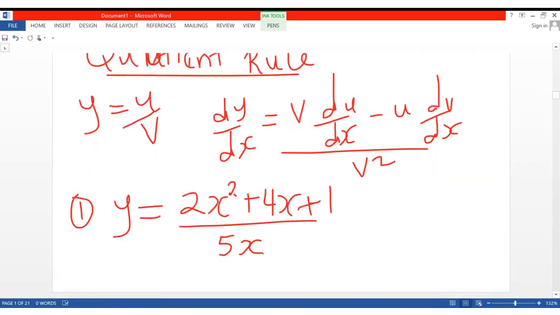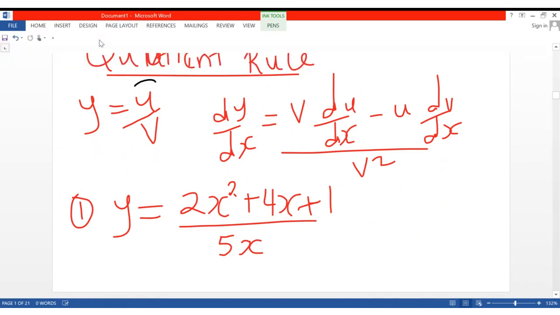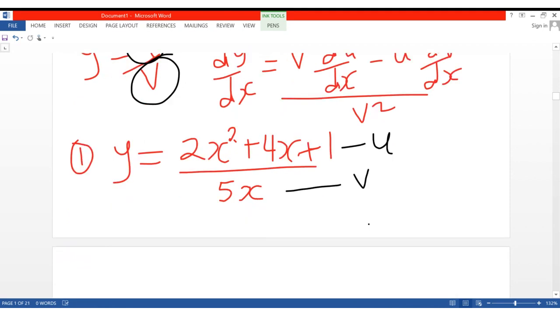I'll be precise here. Your numerator has to always be the u. If you interchange, then the formula will not work. So the numerator is always the u. Remember a, b, c, d, we always start with u, v. So u is the numerator and v is the denominator. So this one I'll call my u before I forget, and this one I'll call my v. That's what I'll do, and then I differentiate.